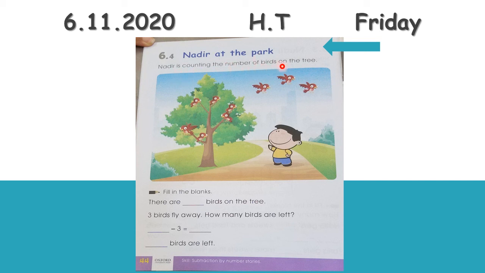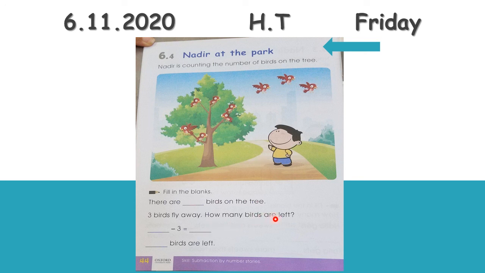Nadir is counting the number of birds on the tree. Here is a tree and the birds are sitting on this tree and he is counting the birds. Filling the blanks, they are saying there are dash birds on the tree. Let's count the birds. 1, 2, 3, 4, 5, 6. 6 birds. Write number 6 in the blank. There are 6 birds on the tree. 3 birds fly away. Can you see the birds? Those are flying away. 3 birds. 1, 2, 3. 3 birds are flying away.